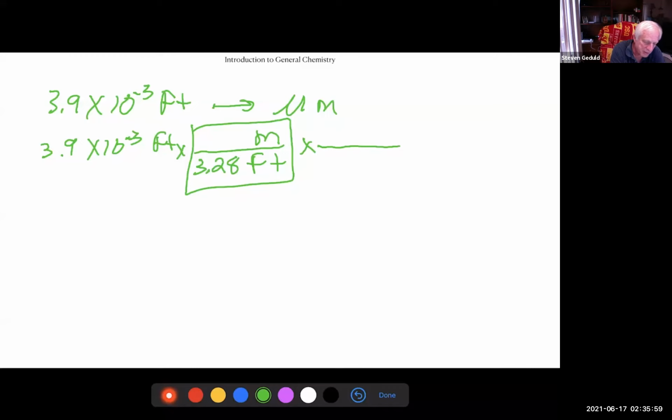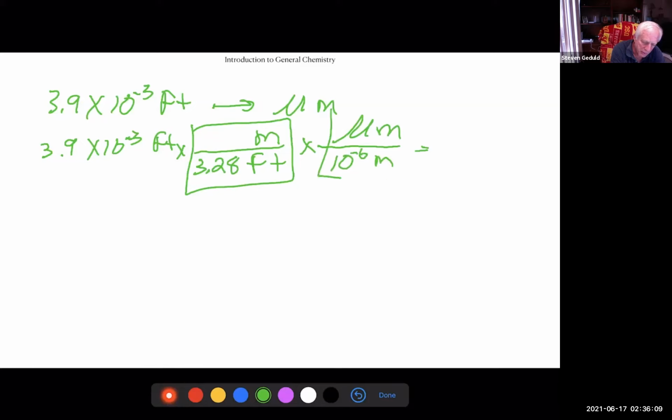Okay, so now we're in meters. So meters go on the bottom, so they cancel, and I'm looking for micrometers. Micro is 10 to the minus 6. This equals 1. 1 micrometer is 10 to the minus 6 meters. Instead of writing micro, you write 10 to the minus 6. So feet cancel, meters cancel, and you're left with micrometers.